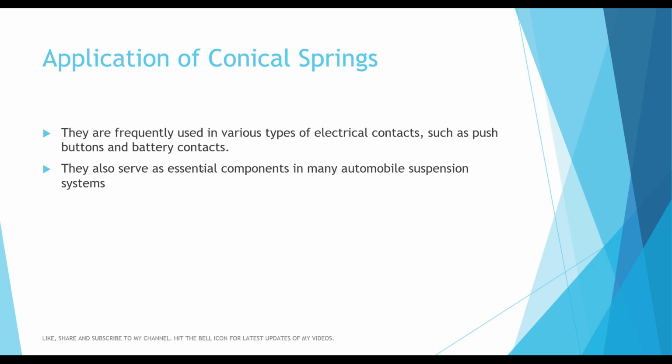They are also used in many automobile suspension systems wherein there is a requirement that the body will be subjected to variable forces. In that case you can have a conical spring at that end so that the variable force can be easily absorbed by the spring and the vibration of the system can be reduced.